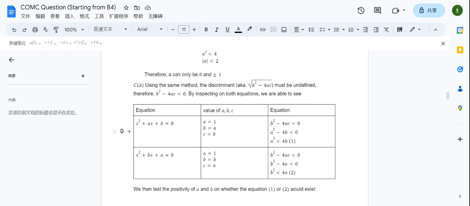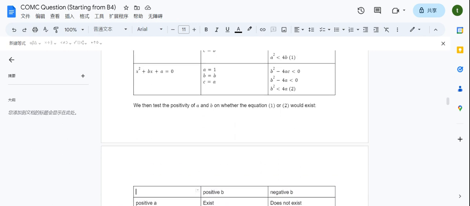This is because we have used the same way as before, where we plug in the values of a, b, c inside the discriminant. For example, in the first one, we have a is equal to 1, b is equal to a, c is equal to b. And for the second one, we have a is equal to 1, b is equal to b, c is equal to a. So we plug it back into b squared minus 4ac and get the final result. We can then test the positivity of a and b on whether equation 1 or 2 would, first of all, exist.